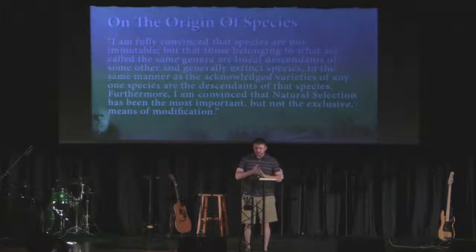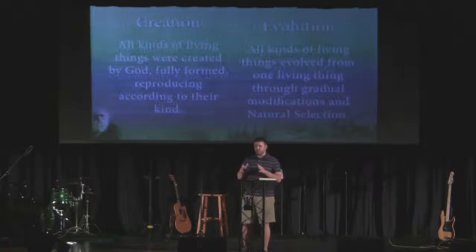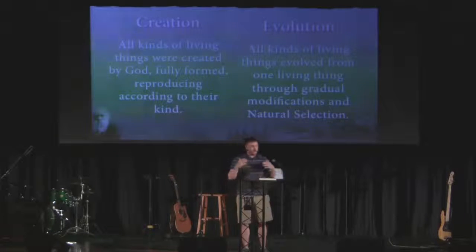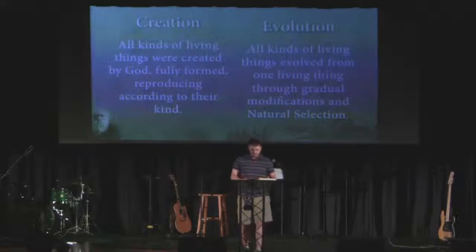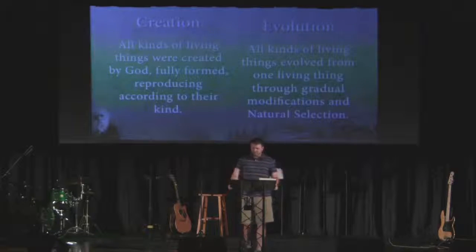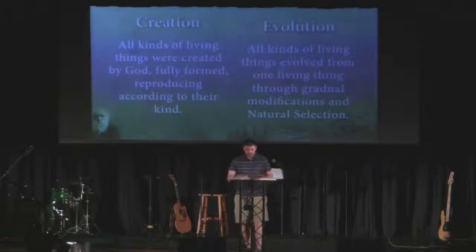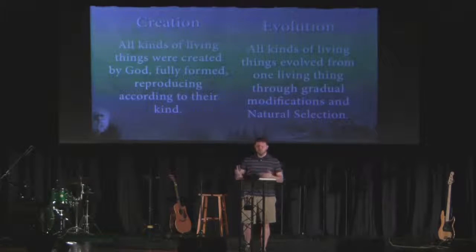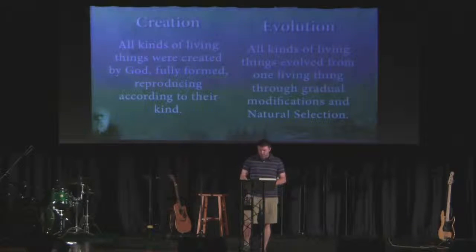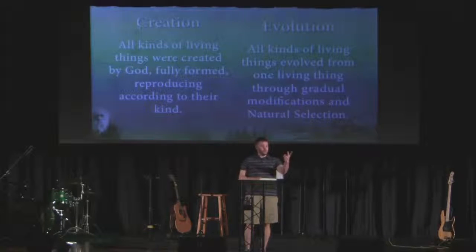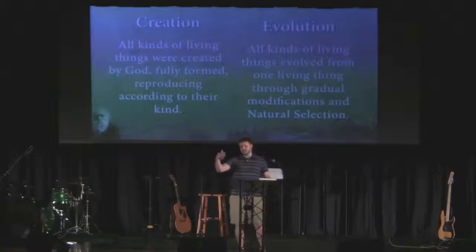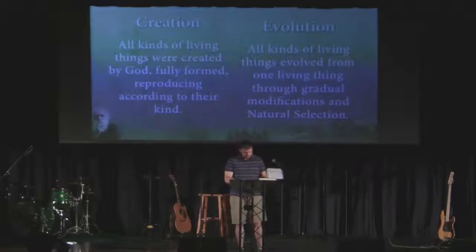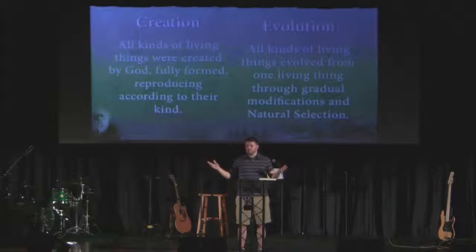Those are the two theories. Creation: all kinds of living things were created by God, fully formed, able to reproduce according to their kind. Evolution: all kinds of living things evolved from one living thing through gradual modification and natural selection. And of course, the creation model says it happened in 6 days, and the evolution model says it happened over billions and billions of years. So which one is true?